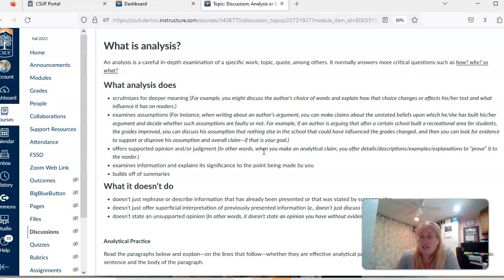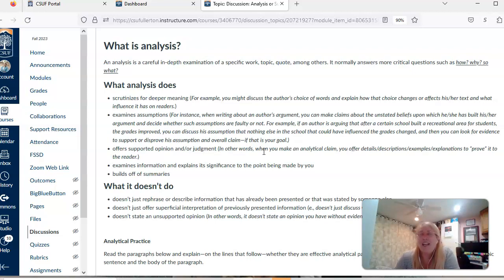And that is an opportunity in the analysis to say, hey, they're using this term of care to mean physical and financial well-being, but what they're talking about sounds more like emotional support. And so you, as the person that's analyzing the article, get to point out the different ways that you can conceptualize the term care, for example. Your analysis offers supported opinion or judgment.